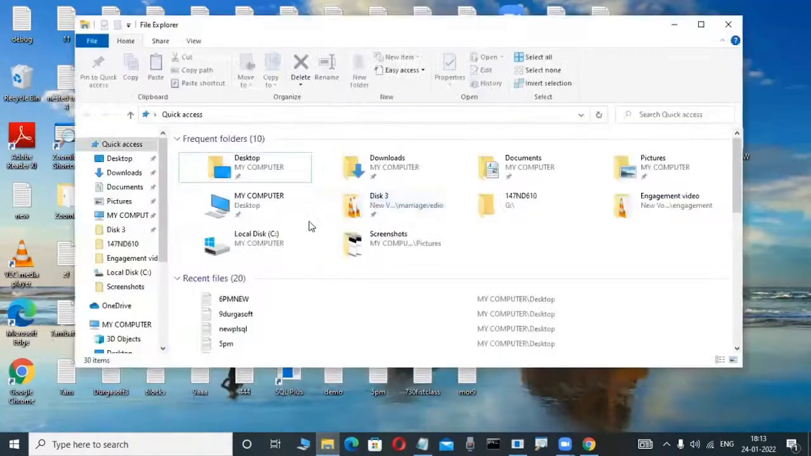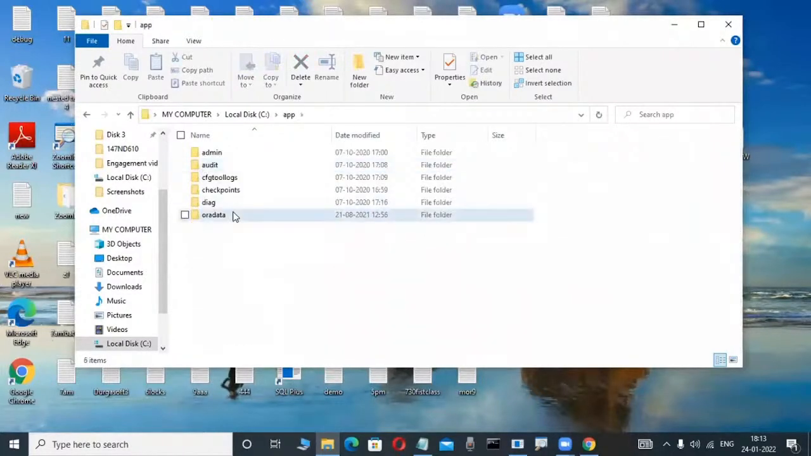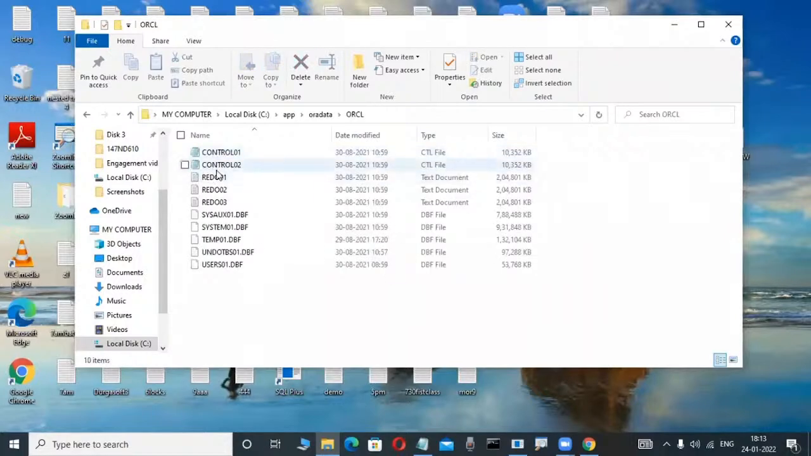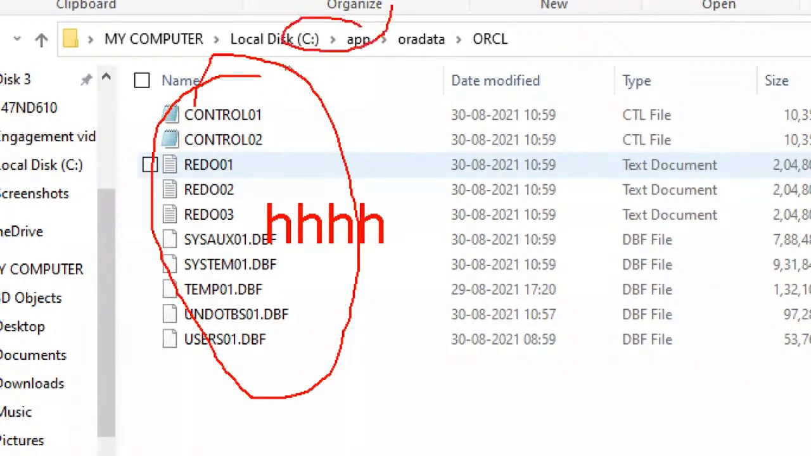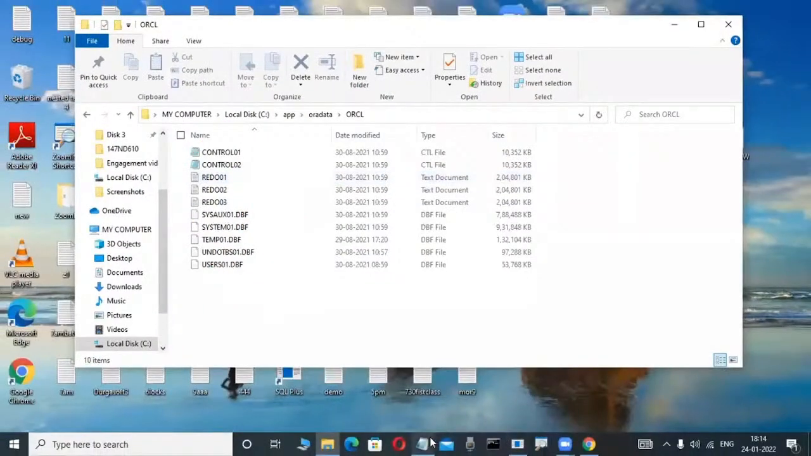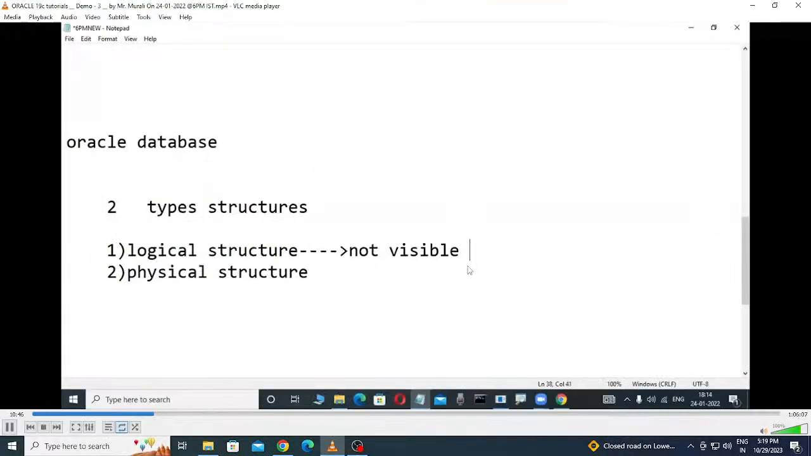In my system I am installing Oracle. How you install Oracle, we will learn in the next classes. Don't worry. Say I install Oracle in the C drive or somewhere. In this C drive, your table is not available. Whatever table I create is not visible. That's why in the C drive or D drive it is not visible. So what is a logical structure? A structure which is not visible in the operating system.